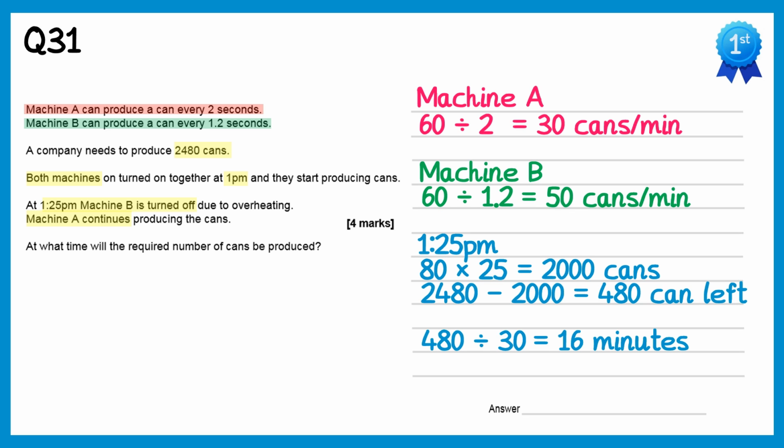The question says, at what time will the required number of cans be produced? So we know we're at 1:25 PM and we've got another 16 minutes, so we just do 1:25 PM add 16 minutes, which gives you 1:41 PM.